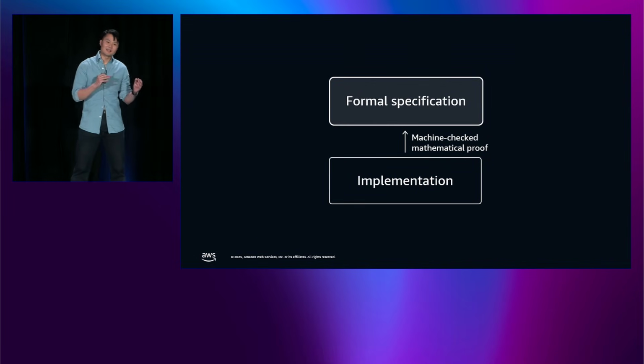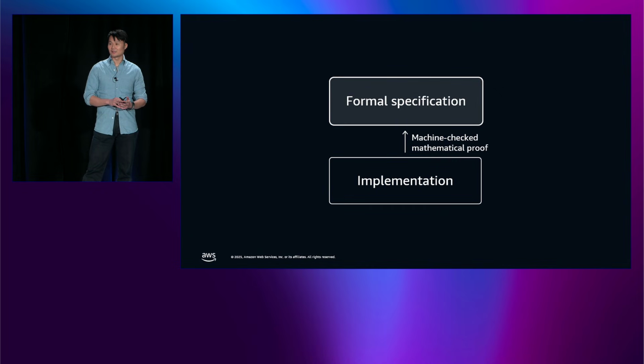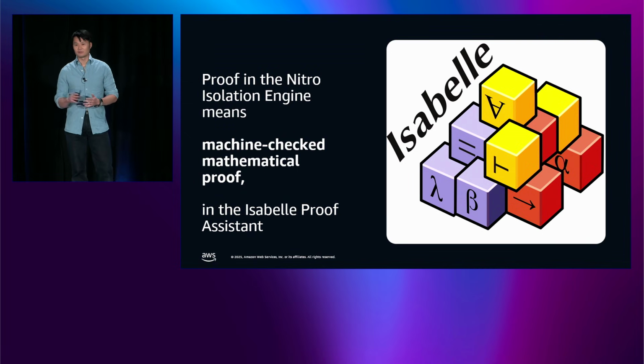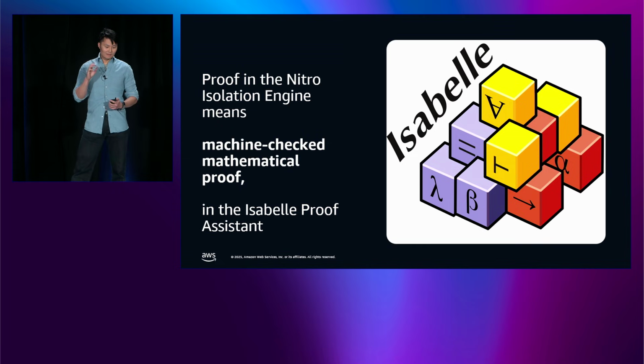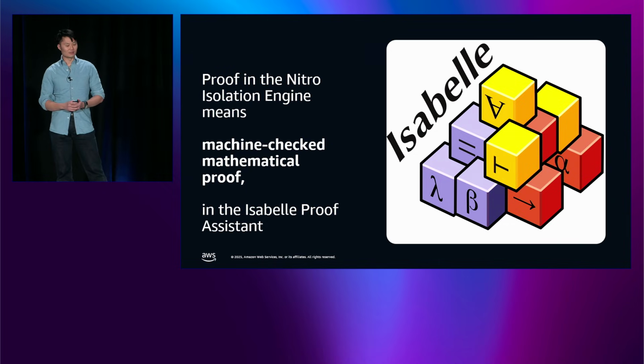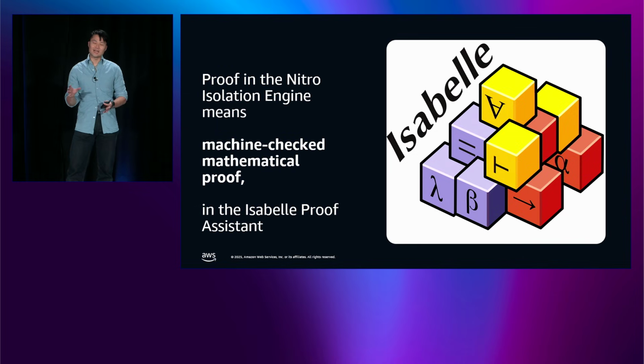Let's move now to the second unusual requirement of automated reasoning, proof, which is how we connect an implementation to its formal specification. And in the context of the isolation engine, proof means machine-checked mathematical proof in the Isabelle proof assistant. Isabelle is an interactive theorem prover that's been used in some of the world's largest and most important automated reasoning projects. It's a tool for writing and checking mathematical proofs.